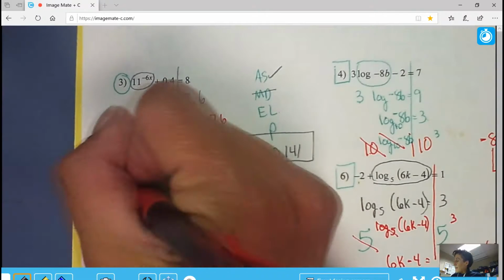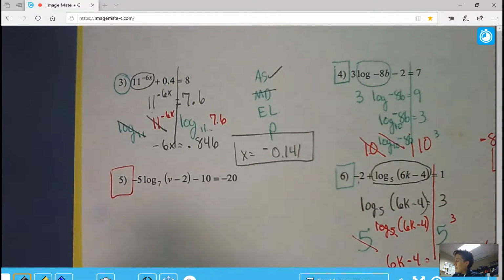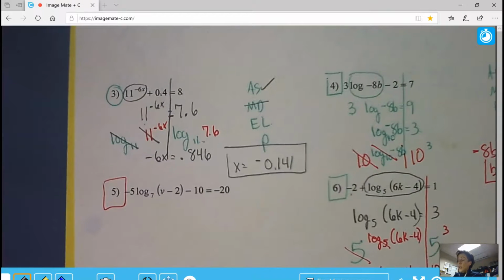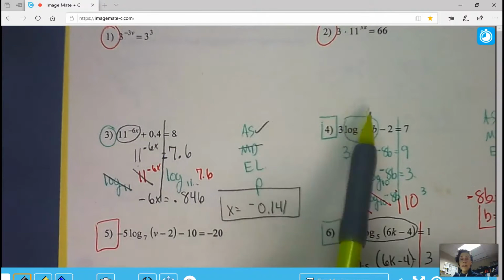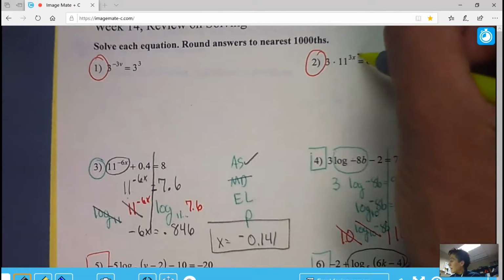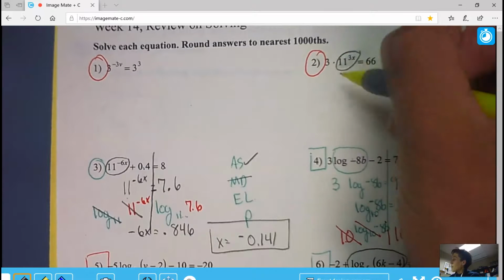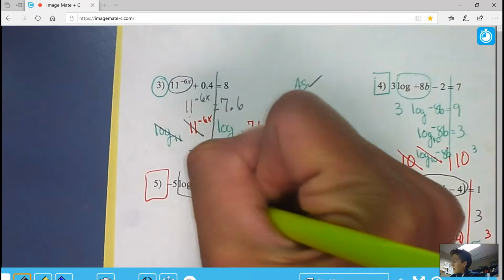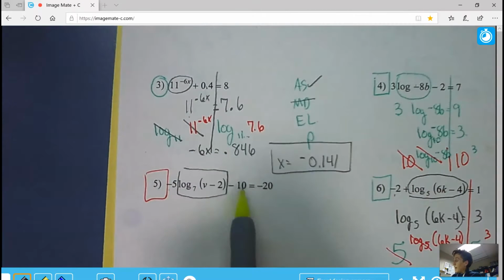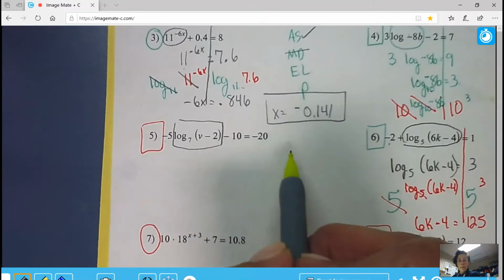So 5 I'm going to put in a box, and 9 I'll put in a box, and 8 I'll put in a box. So before I let you get started, I'm going to do the same thing of showing you what you need to isolate. So here, this is the base and the exponent. Move the 3 over. On this one, this is all part of the log. So get rid of the negative 5 and the minus 10 over here.